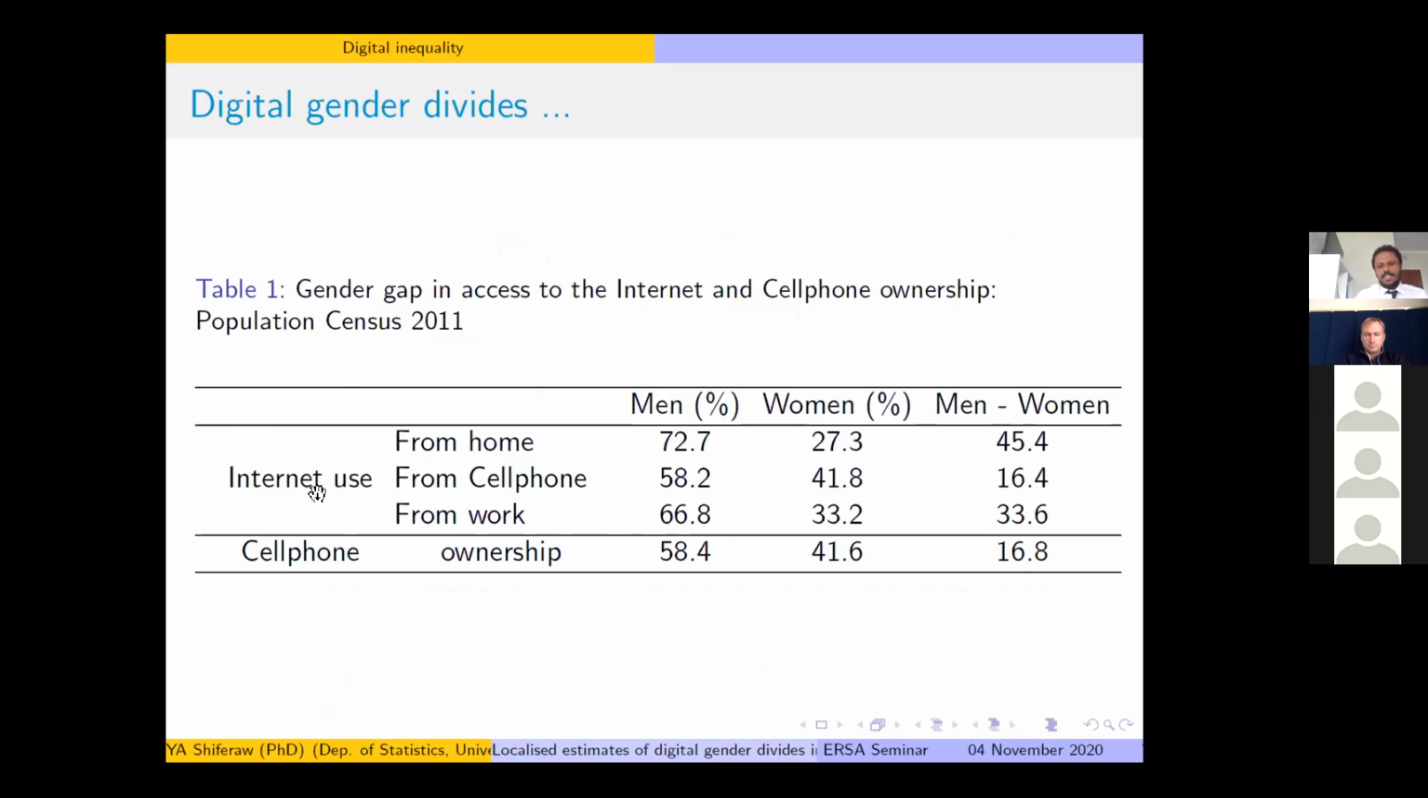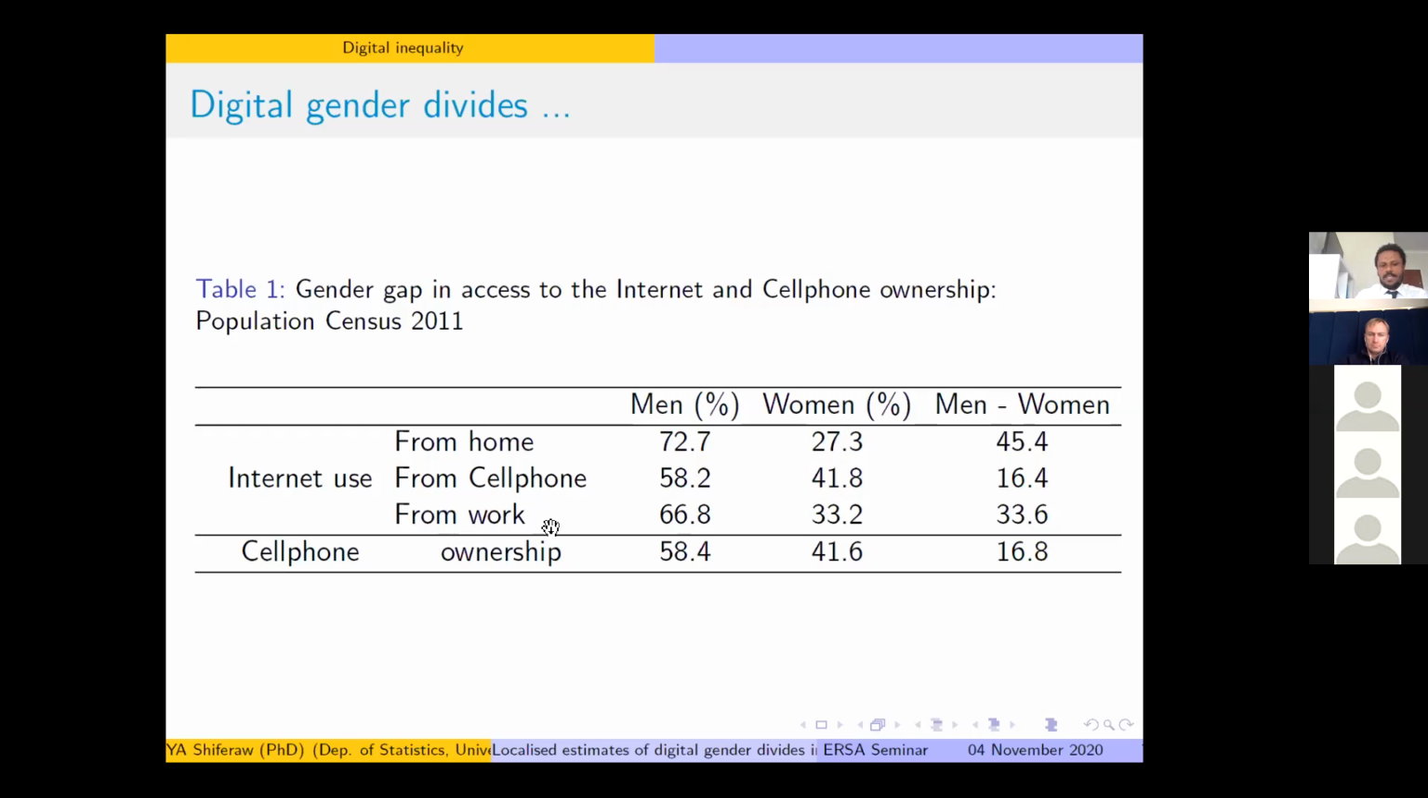For example, if you look at the internet use from home, 72.7% of men use internet at home, whereas look how women are underrepresented here. And the gap here is almost 45.4%. And internet use from cell phone, it is better here, especially when we come to women, much better than using internet from home. So the gap is still at 16.4.